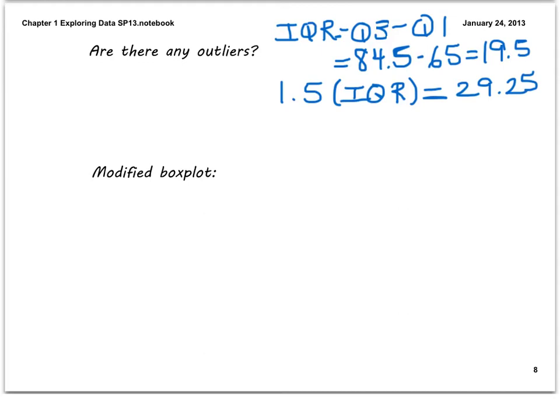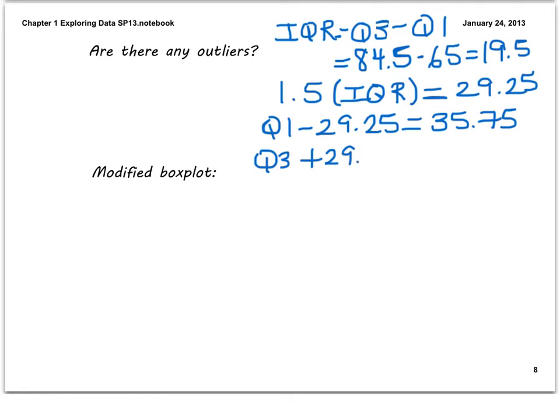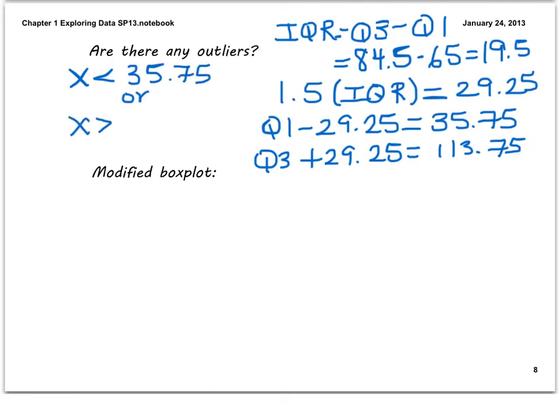Now to determine outliers, I need to take Q1 minus 29.25. That's going to give me my lower boundary, so that's 35.75. And then I need to take Q3 and add 29.25. That will give me the upper boundary, which is 113.75. So if X is less than 35.75, or X, which is a data value, is greater than 113.75, then I have outliers in my data set.